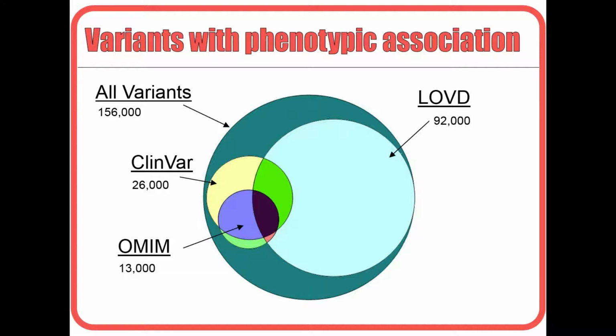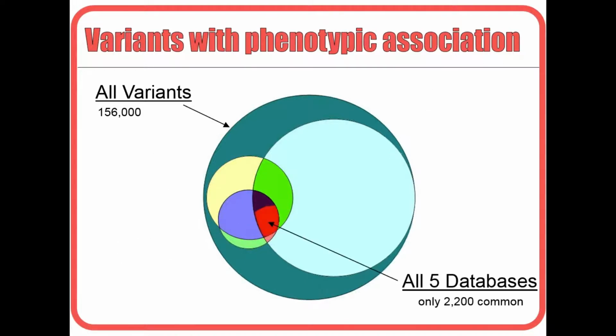And each of them has some that none of the other three I'm showing here have. And there are a small number in the middle that overlap all three of them. If you incorporate the other two databases that I showed earlier, you really only have 2,200 variants that are present in every database. So if you pick a database among these 5 at random, there's a fairly small chance that you'll get a variant that's already known. You certainly don't get the whole picture unless you look at all of them.